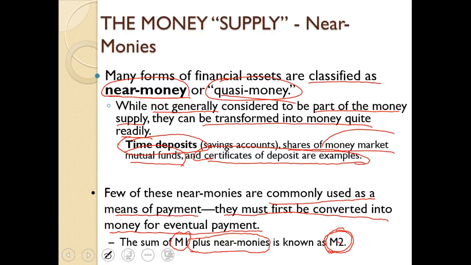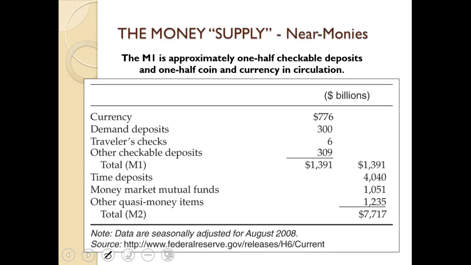The money supply is often determined by M1, the sum of those items that I previously mentioned. But if you add these near monies to it, those types of assets that can be changed into cash with relative ease, you develop M2. And this is another form of measuring the money supply. In the United States, M1 is approximately 1/2 checkable deposits and 1/2 coin and currency in circulation.